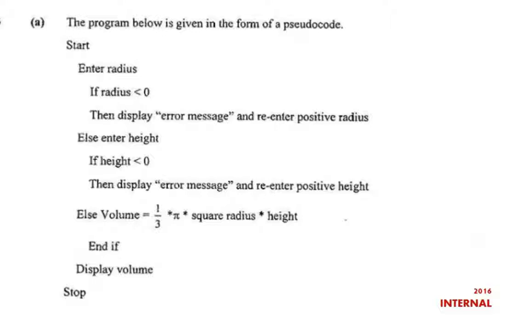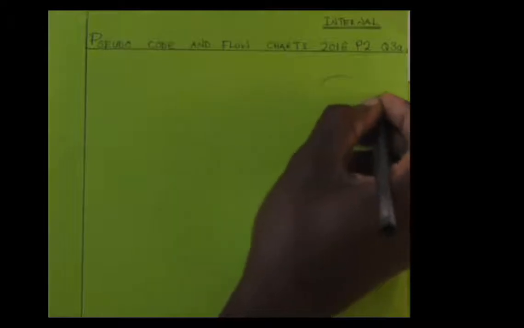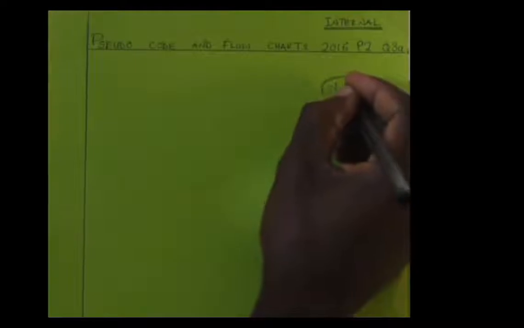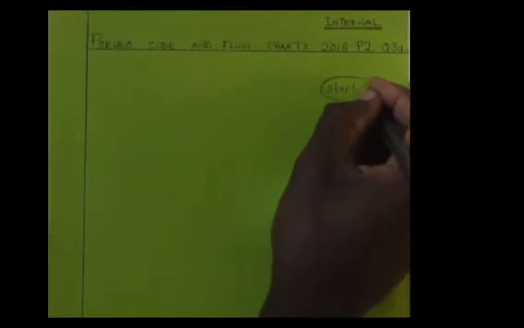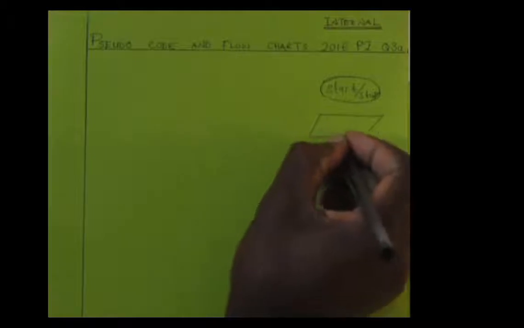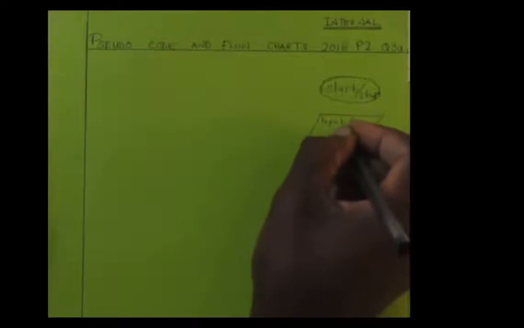So quickly, just to start, let's do a quick recap. What we have learned is you have this shape, the oval. The oval represents start or stop. Then we have a parallelogram which represents input or output.